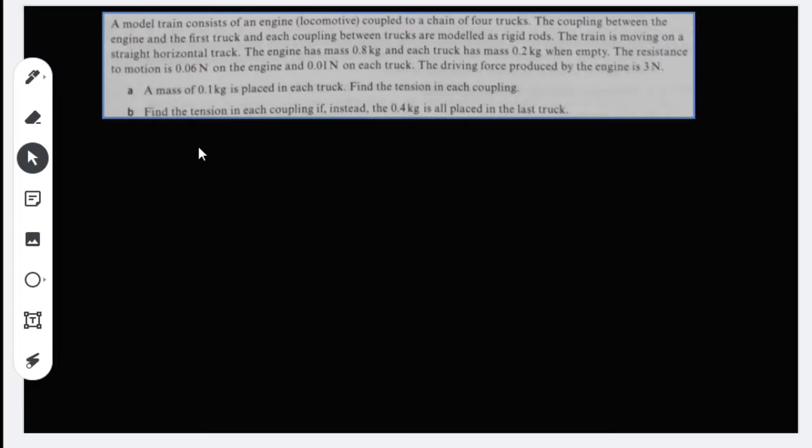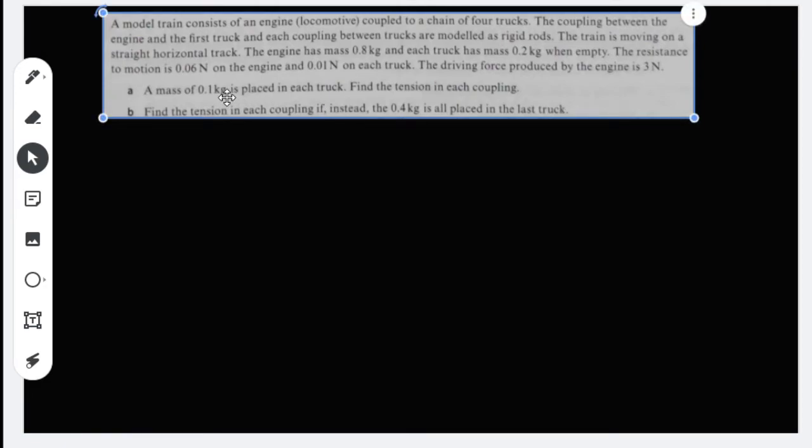Now, this problem is still from the Cambridge Mechanics book. The topic is connected particles, more specifically, objects connected by rods. Question letter B: with the same given, we are asked to find the tension in each coupling if instead the 0.4 kilogram is all placed in the last truck.